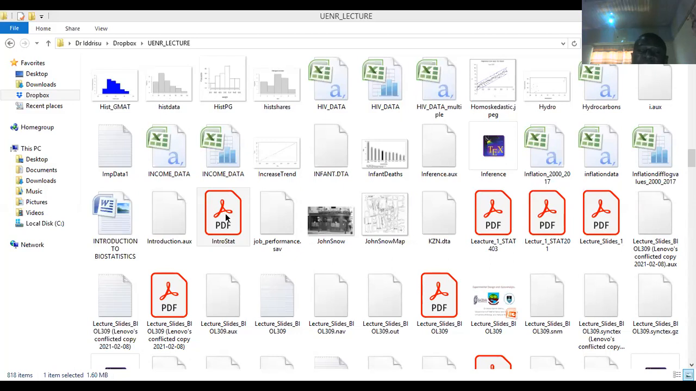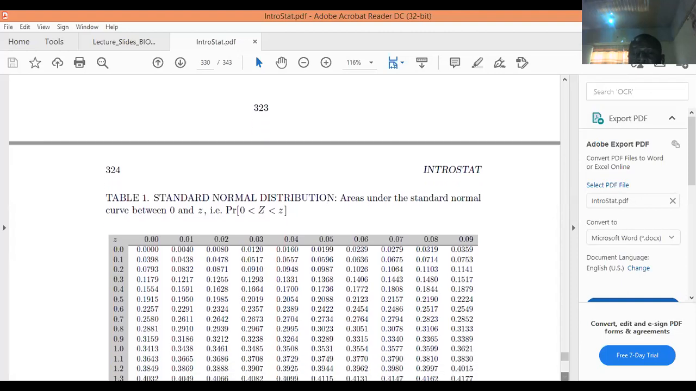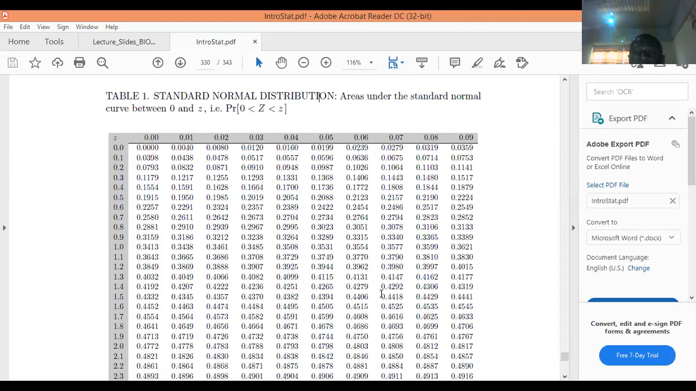Look at the top of this table. Can you see what I'm sharing here? Yes, sir, we can see it now. On top of the table is written "standard normal distribution."